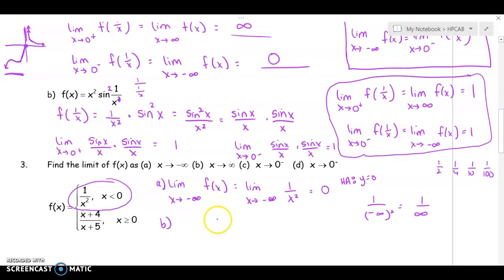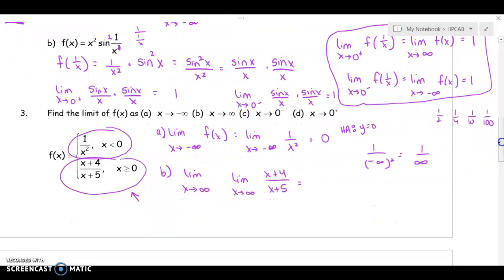For B, the limit as x approaches positive infinity. That means as we go to the right, which we're going to be looking at this piece here. So we're going to be doing the limit as x approaches infinity of x plus 4 all over x plus 5. Now if you wanted to, you could graph this thing. You can tell that this graph is going to have a horizontal asymptote, because the degree on the top is the same as the degree on the bottom. The horizontal asymptote is 1. You could also graph it and see that this thing is approaching 1.